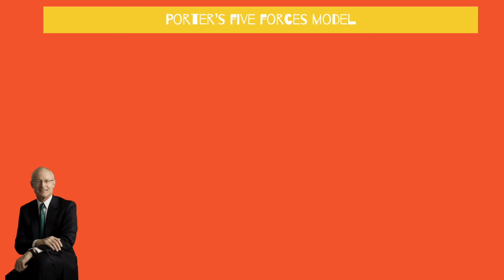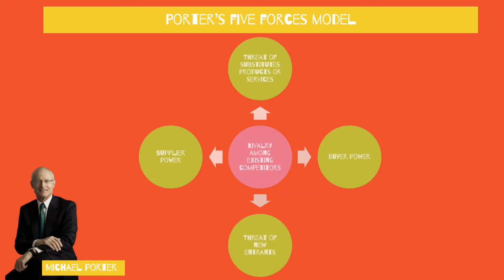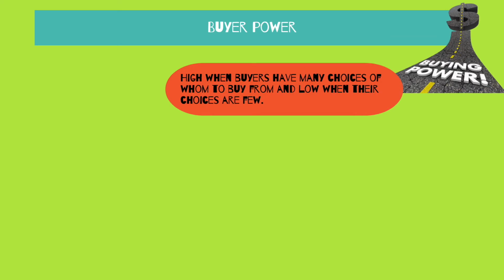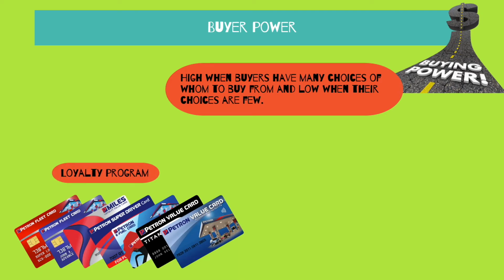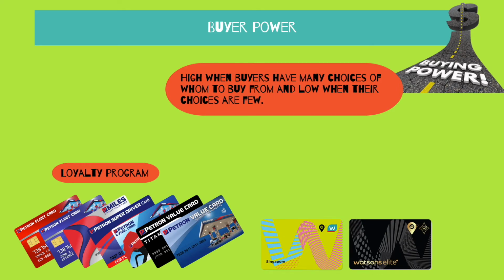There are 3 common tools used in industry to analyze and develop competitive advantages. The first one that we're going to discuss is Porter's 5 Forces model. The first one is buyer power. Buyer power is high when buyers have many choices of whom to buy from and low when the choices are few. There is one way to reduce buyer power, which is through loyalty programs. Loyalty programs are rewards gained by customers based on the amount of business they do with a particular organization.